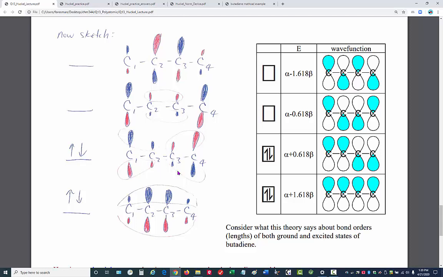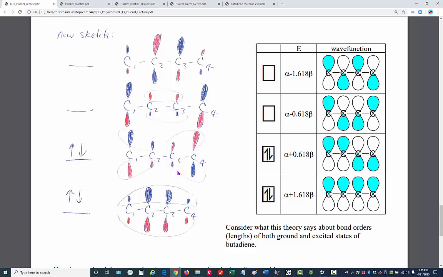If you stop for a moment and just consider these 2 orbitals, which are the ones that have electrons in them, this is how Huckel theory is explaining the double bond. This orbital has all carbons connected by a single bond. This orbital has the outer 2 carbons connected by an additional bond. We call that a double bond.